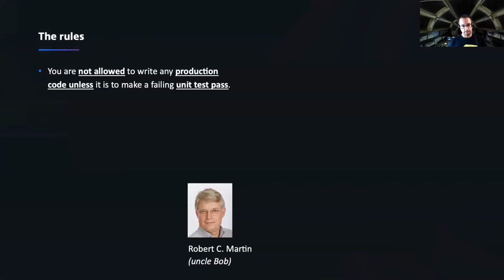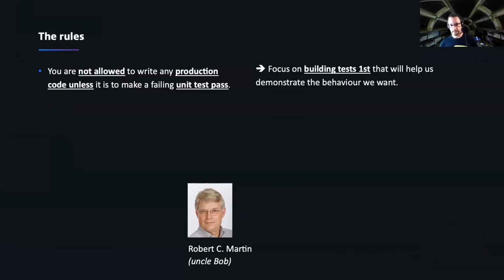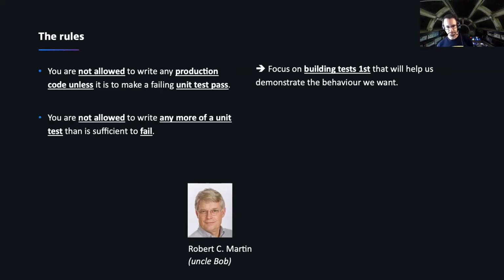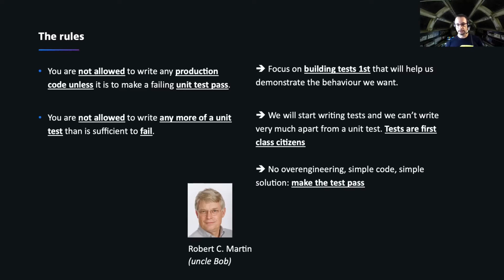And somebody called Uncle Bob, probably many of you know that person, says that there are some rules through which we can understand it another way. In the first step, you are not allowed to write any production code unless it is to make a failing test pass. So you have to focus first on tests that will then help demonstrate the behavior that we want. This test helps us create the code to achieve the objective. And you are not allowed to write more of a unit test than is sufficient to fail. So we have to start by writing tests, and the test has to be the first class citizen.